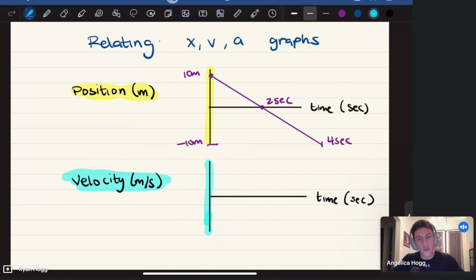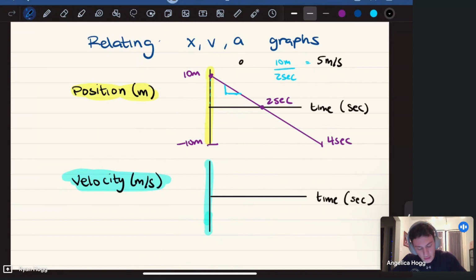So if you want to find out what the velocity is at any point on the position graph, you have to look at the slope. So we look at the rise and the run. Remember, that's how you find slope. So boom, boom. If the rise of this triangle, this edge right here, is 10 meters, and the run is 2 seconds, then we can calculate that to be 5 meters per second as the velocity.